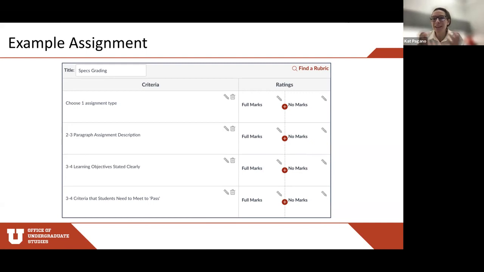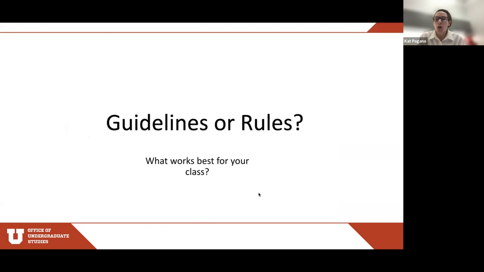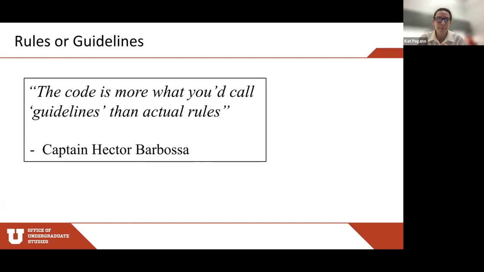And that's something I love about SPECS grading, is that it's so modifiable. Okay, let's talk a little bit about guidelines or rules. I've peppered these in throughout our discussion here, but I want to just reiterate a few of them because it's so important to know what you can do with this system and how it works and how it can work for you. Remember, each class is very individual, each discipline is, so it's going to take some modifying.